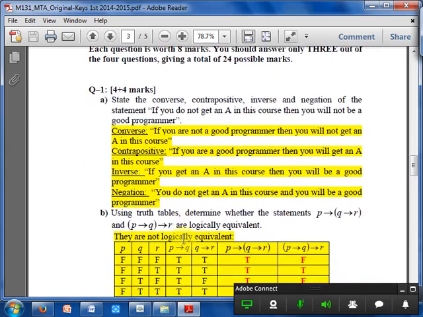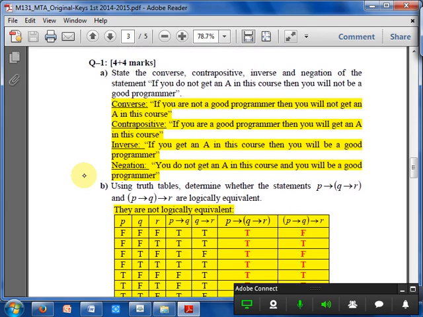Moving ahead to part 2, the first question is: state the converse, contrapositive, inverse and negation of this statement. If you do not get A in this course, then you will not be a good programmer. So it is something like P then Q.